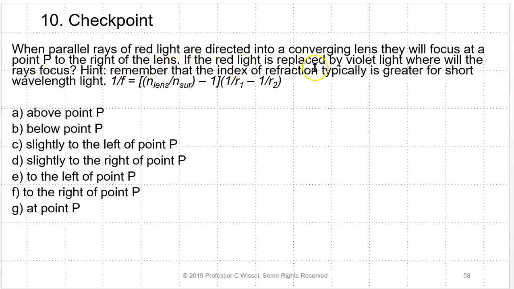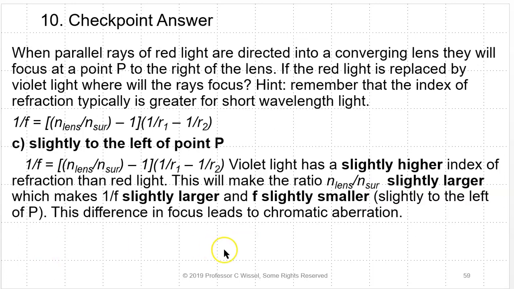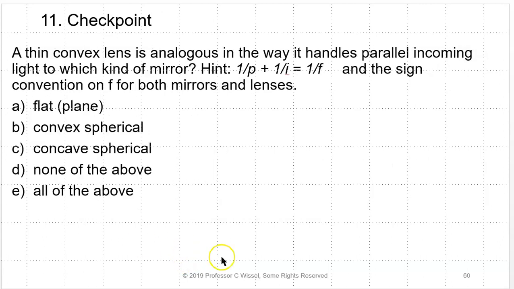So they said the parallel rays are directed at a focus point at the right of the lens. If you replace it with violet light, it'll be a shorter focal length. So it's going to be to the left of point P, slightly to the left of point P. And you can see this. Violet light has a slightly higher index of refraction. So that makes this ratio larger. It makes 1 over F slightly larger and F slightly smaller. So it's going to focus closer to the lens because the light bends more for violet light.